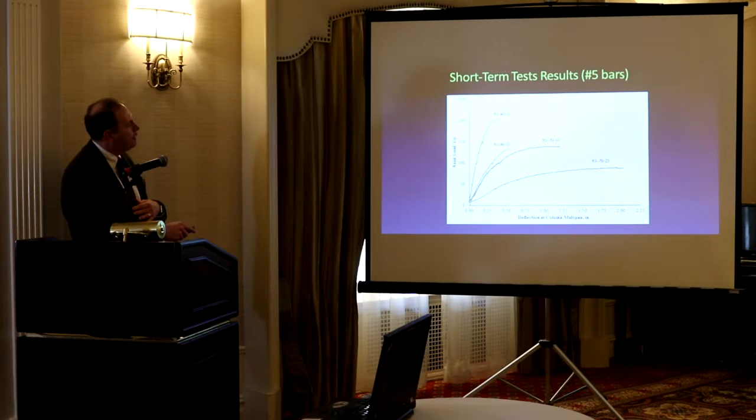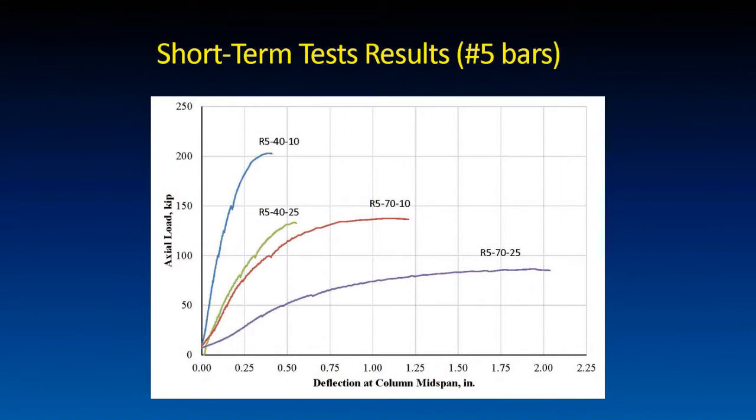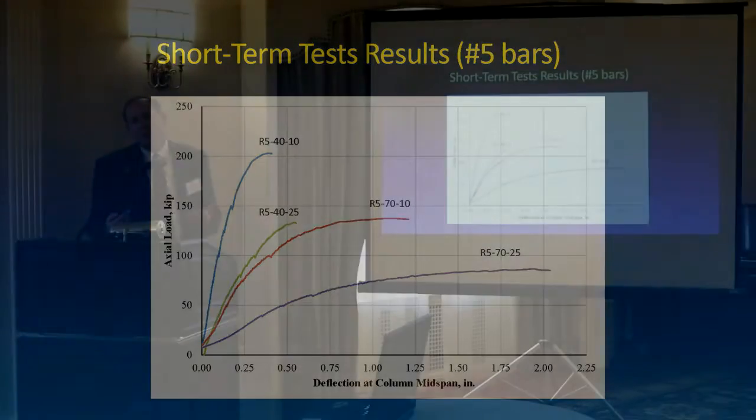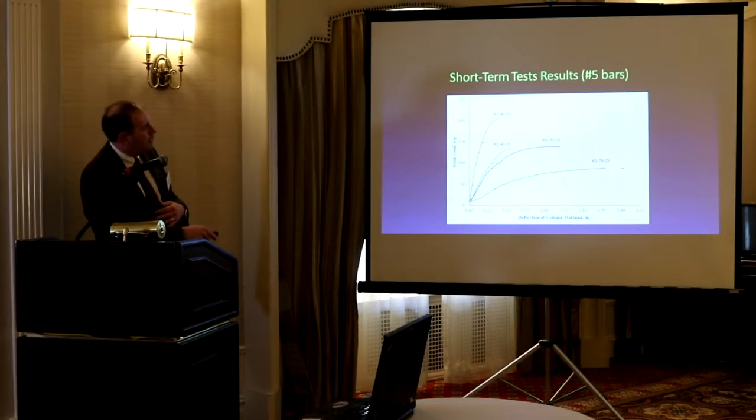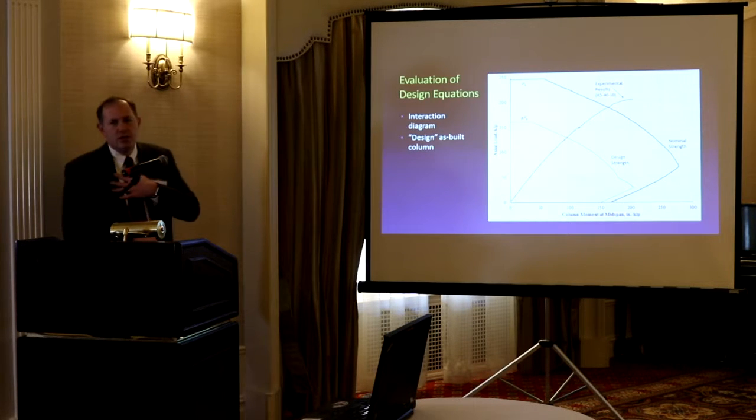So these were all number 5 bar tests that we did. So it would have been about 3.3%. This is the 40 ratio, KL/r of 40. These are the 70s. And then 10% eccentricity, 25. You can see how the eccentricity plays a big role, how it drops down the capacity. The 70, obviously slender, means you're going to have much higher moments on these things, and then the deflection. So let's just look at the design equations I mentioned before.